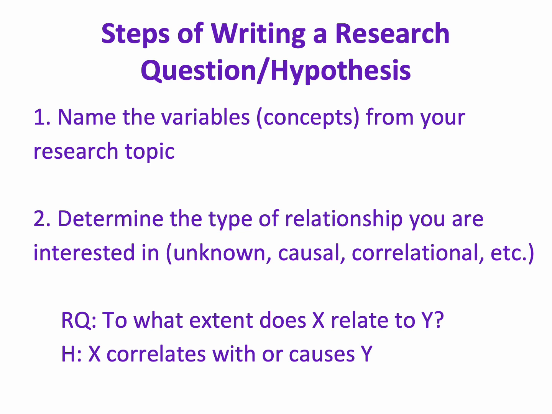Then you have to determine the type of relationship you're interested in. Is it unknown? So you're going to ask a question. Or could it be causal, not casual, by the way, causal, right? Are we trying to say that X causes Y, X leads to it, or predicts it? Or is it correlational? These two things correlate. The more you get of one, the less you get of another, or the more you get of one, the more you get of the other. So a question asked is, to what extent does X relate to Y? How closely are these things interrelated?